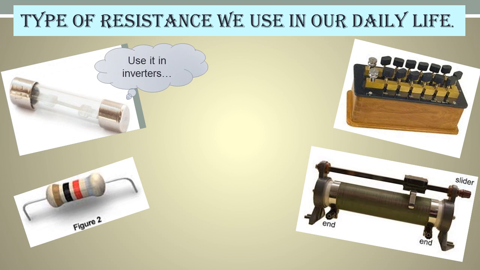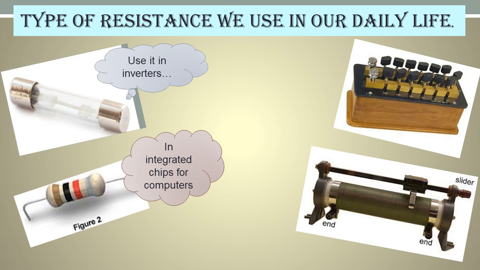First type, this is the kind of resistance which we use in our inverters. Second one, this is a kind of resistance which you may have seen in integrated circuits, like in computers and mobile chips. This kind of device with the different color bands you have seen is also one kind of resistance. And the third one is this kind of resistance box which you generally see in your school lab. This box can produce any value of resistance.